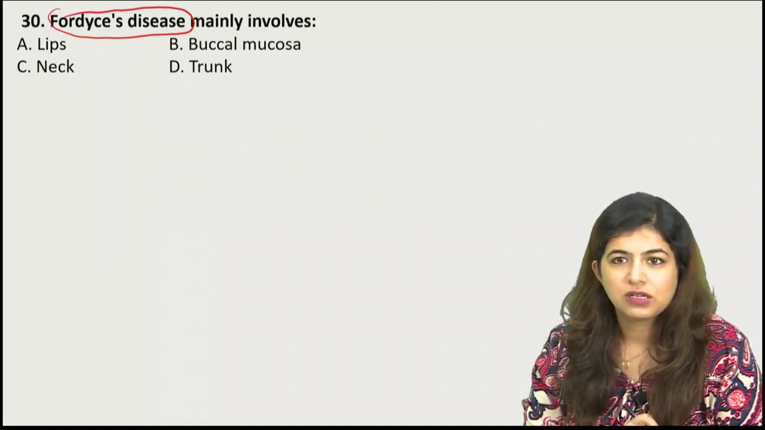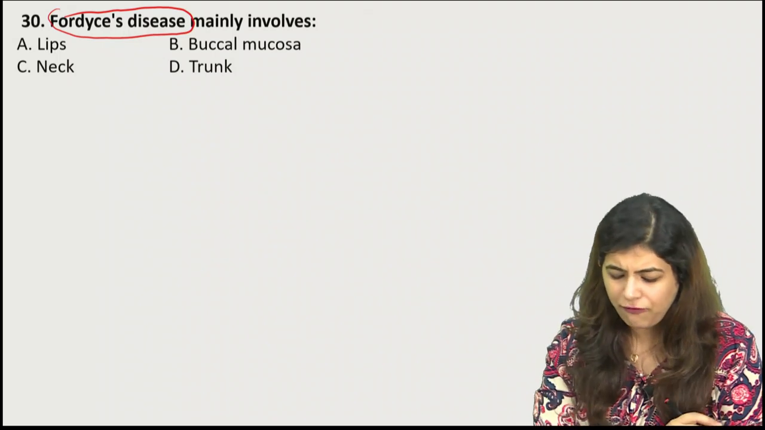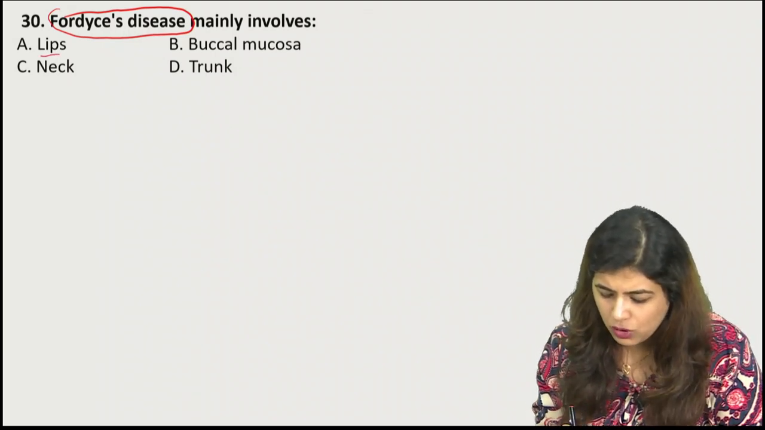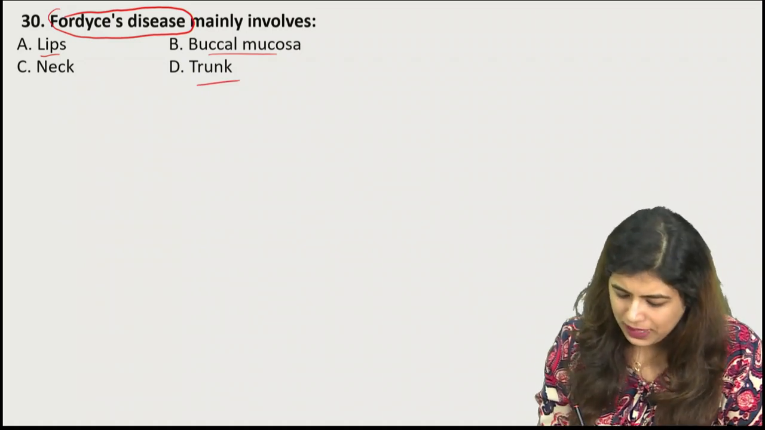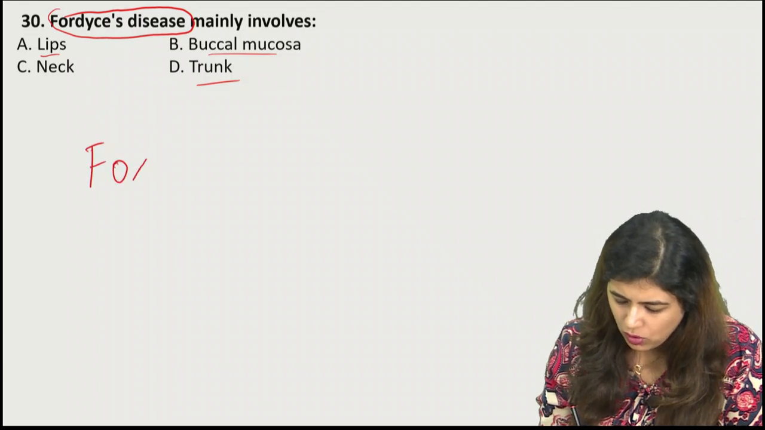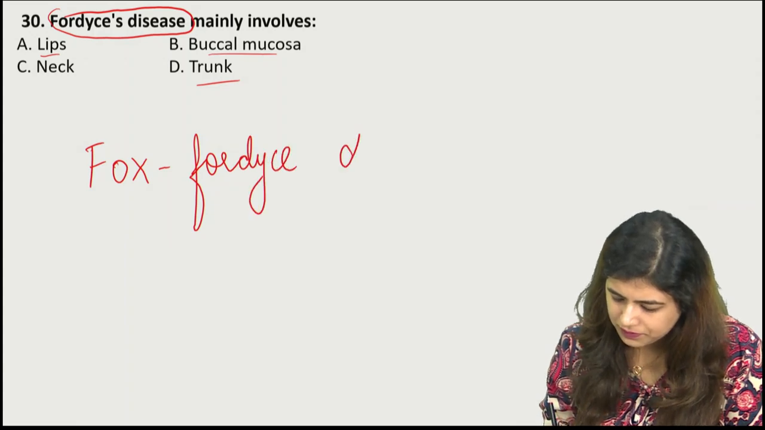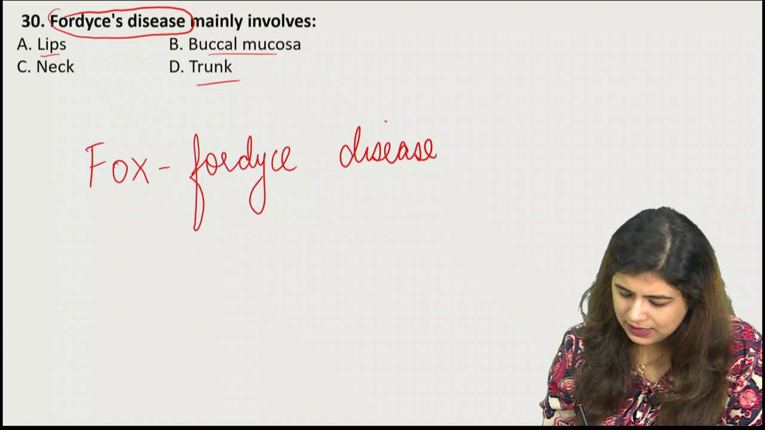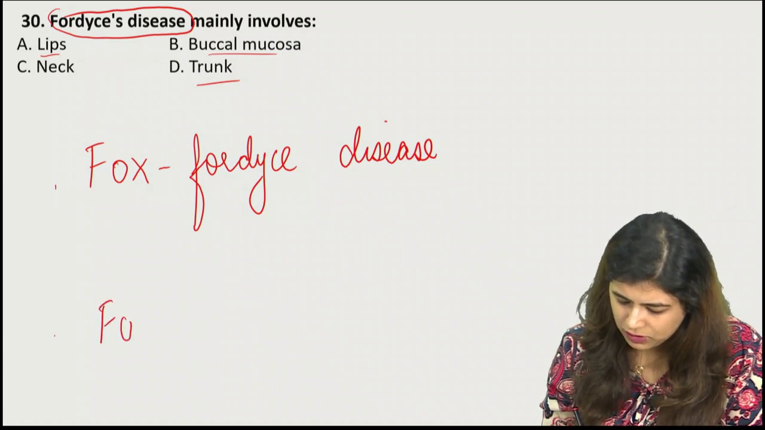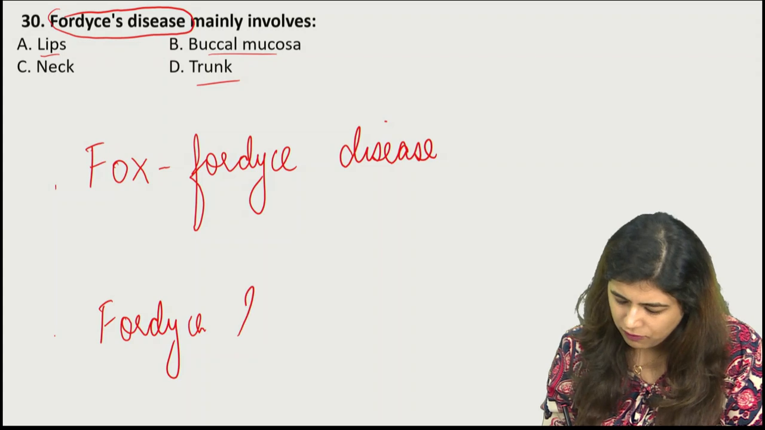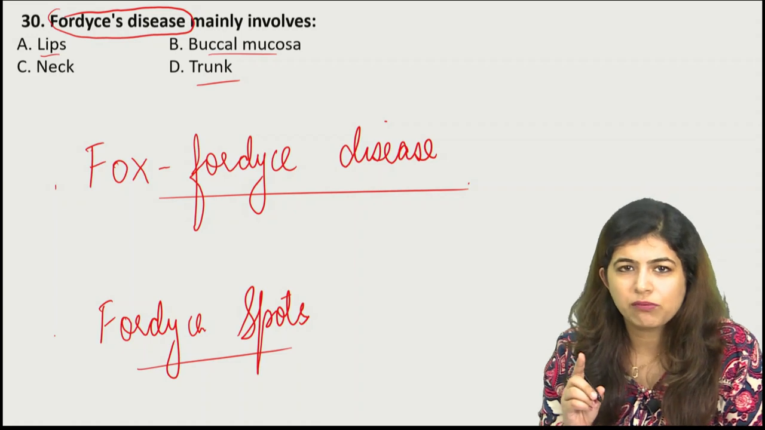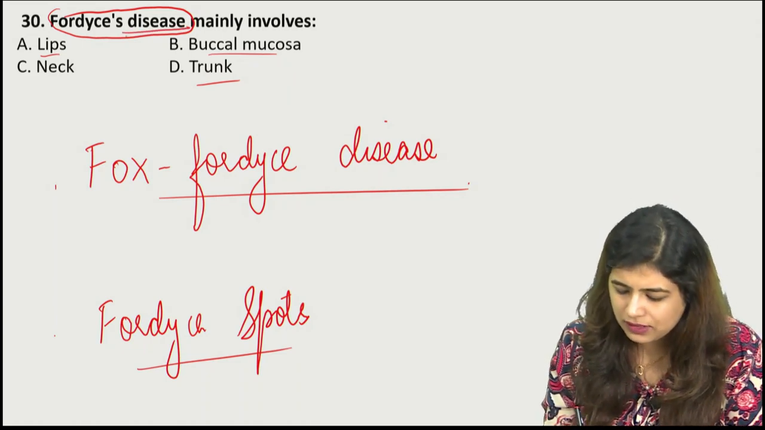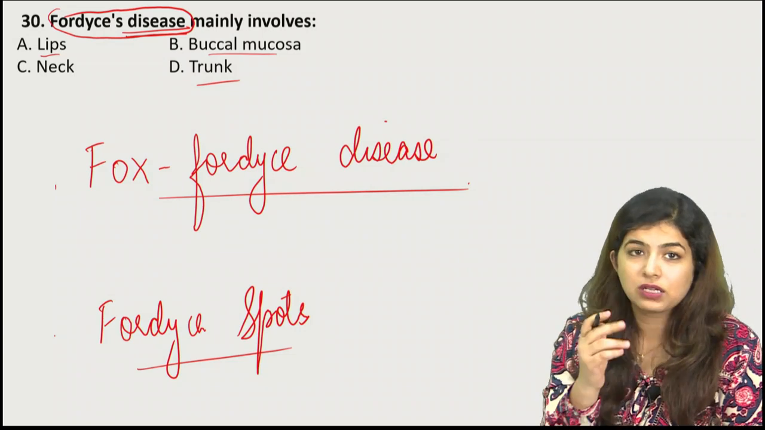Fordyce's disease. That's a different thing. And what the question is actually asking you is different. So please notice the difference. There is something which is called Fox Fordyce disease, and there is another entity which is called Fordyce spots. So there is a difference in both these entities. Here it is mentioning it as a disease, so you may get confused.